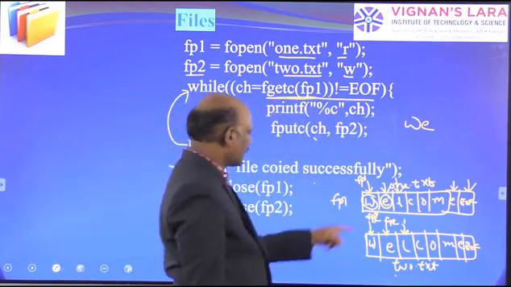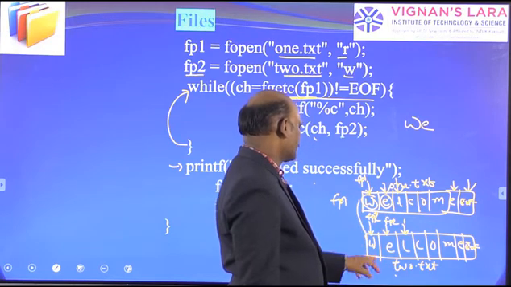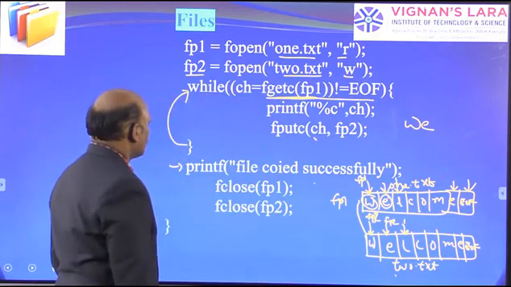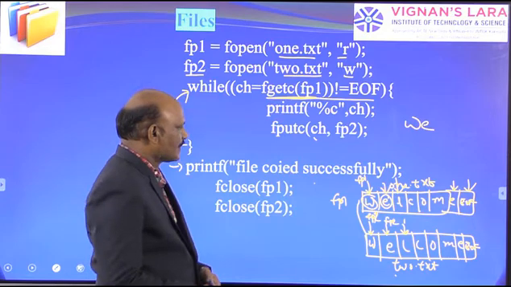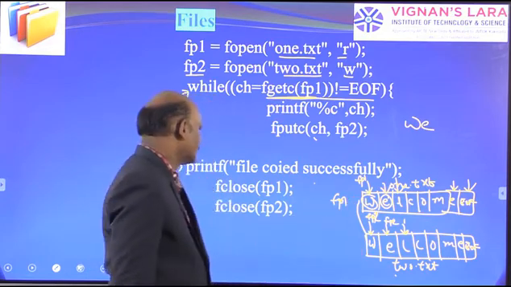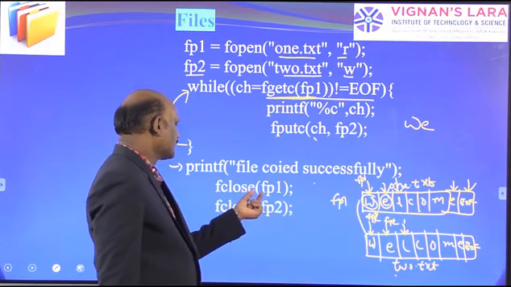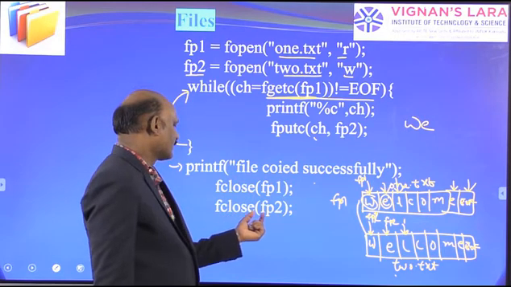So like this, character by character will be transferred from this file to the second file. Like that, the contents are copied. So after that, printf "file copied successfully". Now, after the operation is completed, you need to close the two files. So the first file will be closed by using fclose of fp1. The second file will be closed by using fclose of fp2.